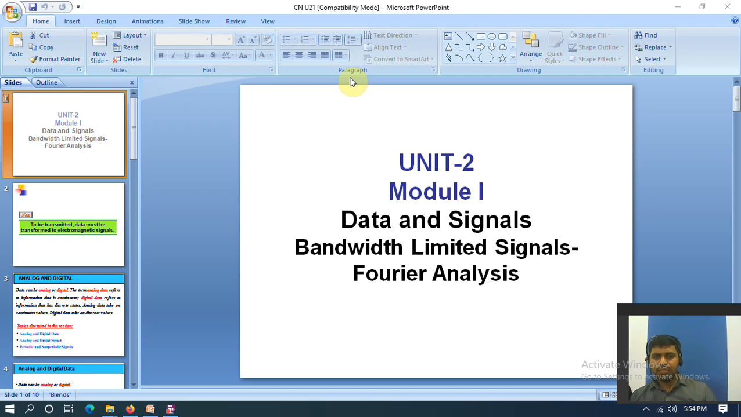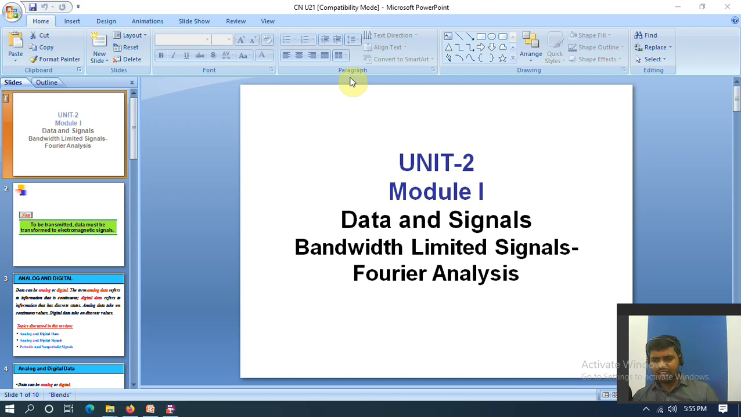The information depends upon the environment. Data can be stored in the form of bits, in the form of frames, in the form of packets, and in the form of segments. This is about data.